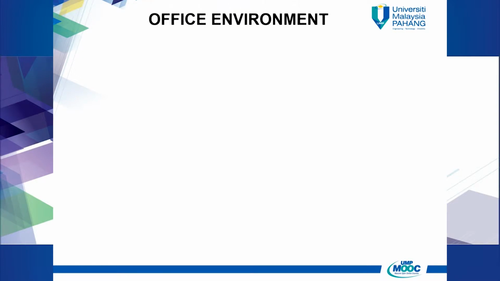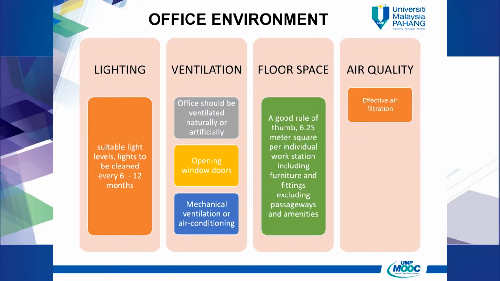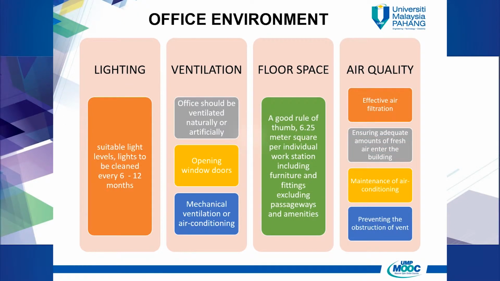Office environment is a combination of lighting, ventilation, floor space, and air quality. The office can be a healthy and comfortable place to work in if the correct combination of these elements is maintained. Adequate lighting must be provided. Suitable lighting should be provided based on Malaysia's standard for interior lighting. It is advisable to ensure that the lights are cleaned at regular intervals, at least every 6 to 12 months.